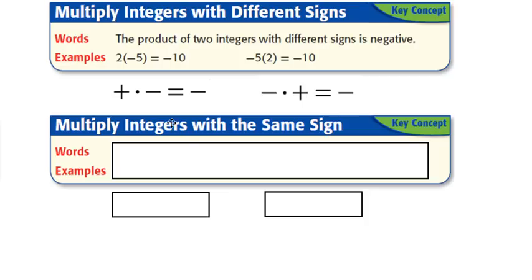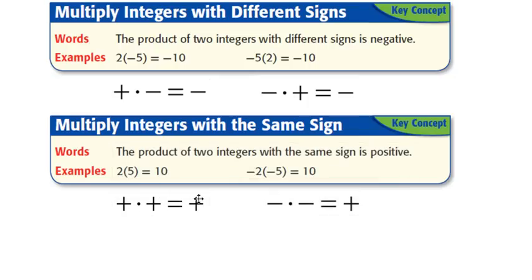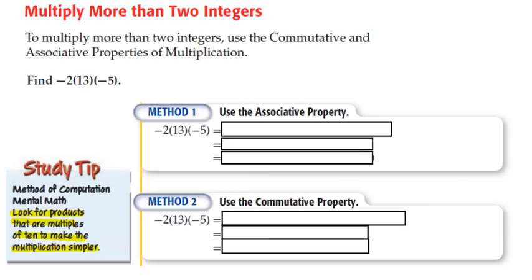When we multiply integers with the same sign, what happens? Well, two integers with the same sign give us a positive result both times. If we have two integers that are positive, a positive times a positive gives us a positive. But if they're both negative, we also get a positive result.